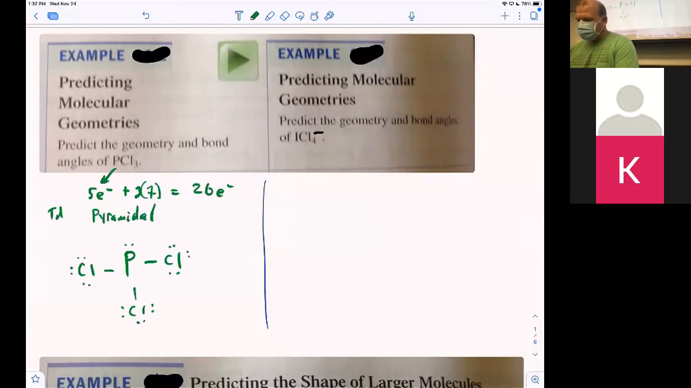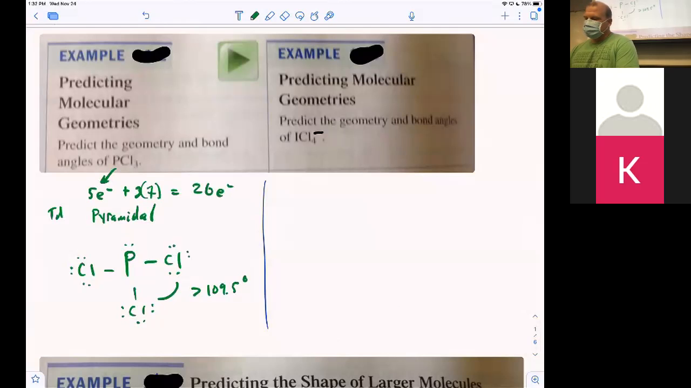This is going to be pyramidal, specifically trigonal pyramidal. And that means the bond angles here are going to be slightly less than 109.5. Because of this region of negative charge, it's going to push down those chlorines a little bit, but it's going to be about 109.5 degrees. That's the angle on a tetrahedron.